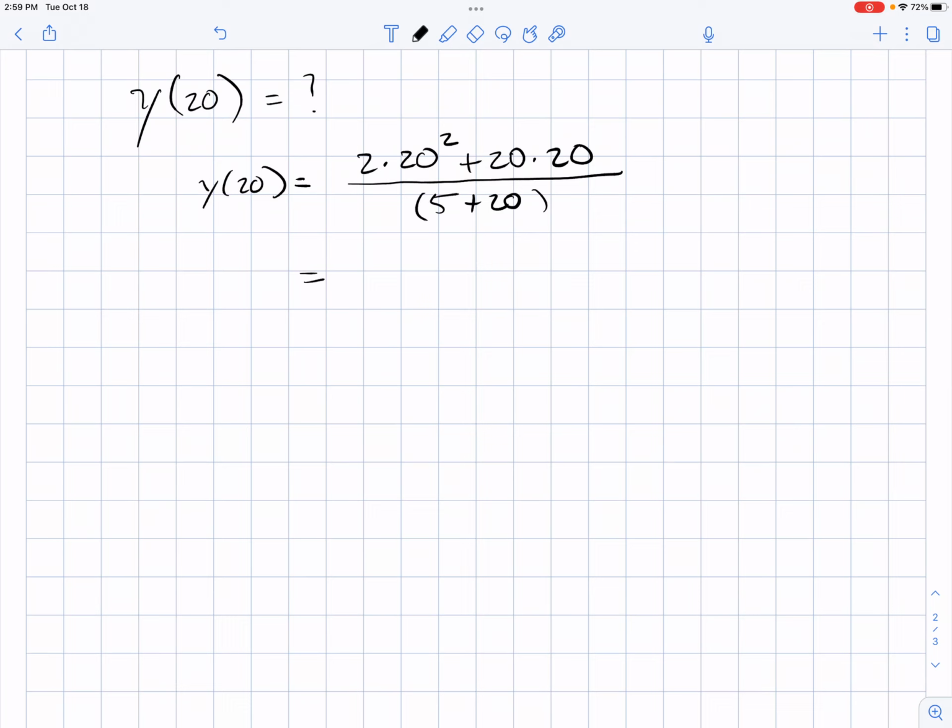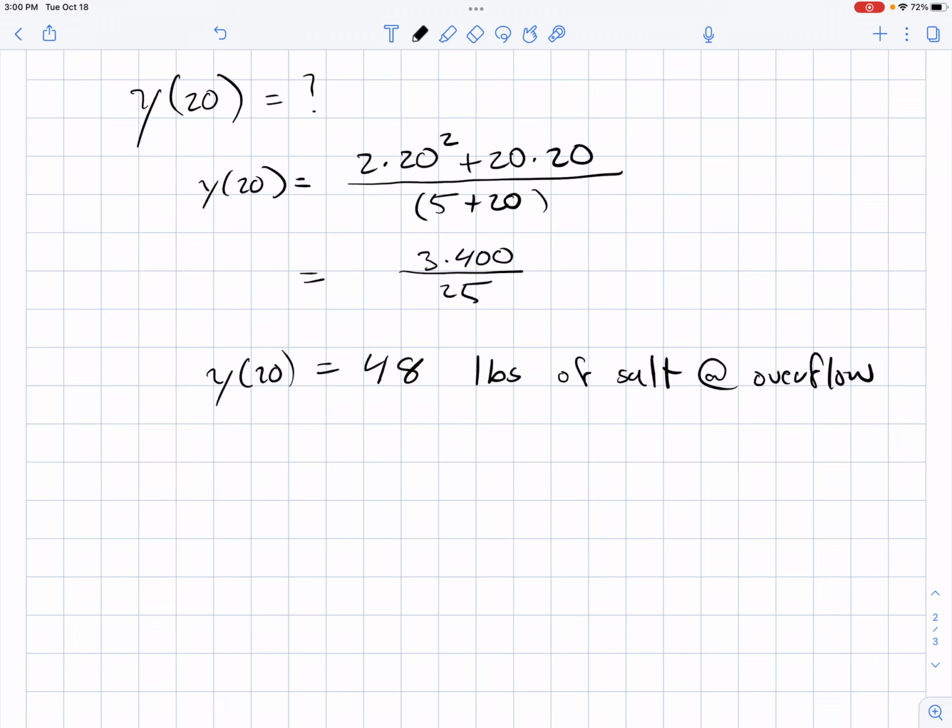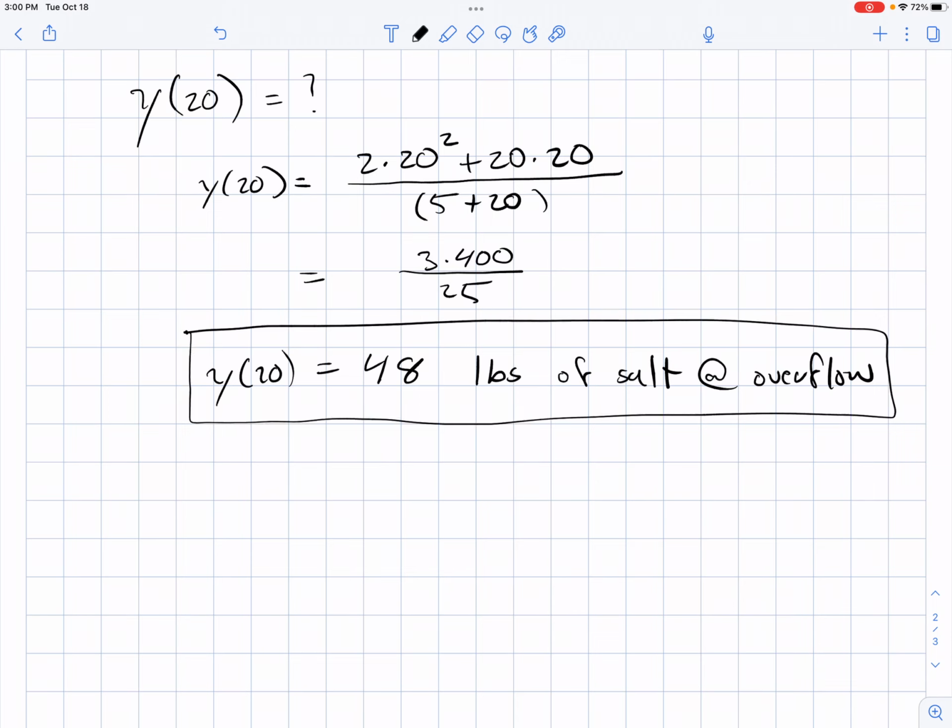Simplifying that, that ends up being 3 times 400, simplifying it a little bit, over 25. And ultimately, simplifying a little more, plugging it into your calculator, you end up with 48 pounds of salt at overflow. And that is it. Very fun problem, right?